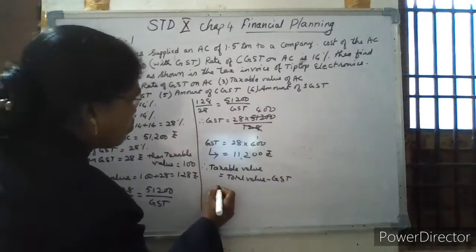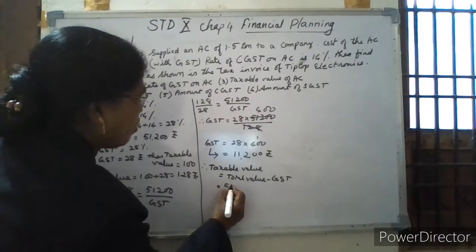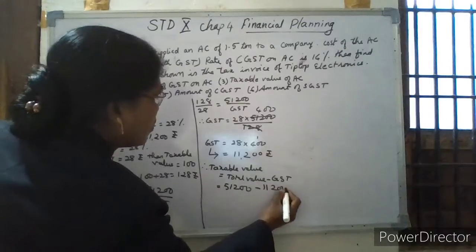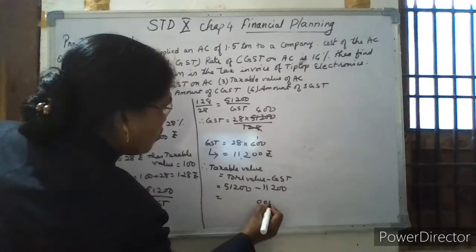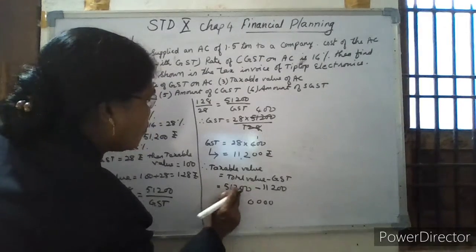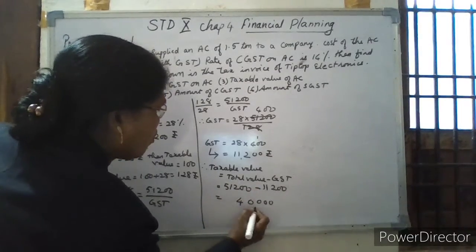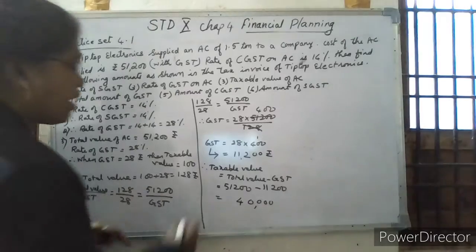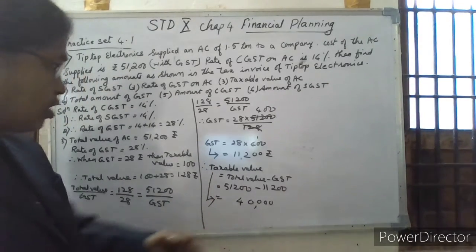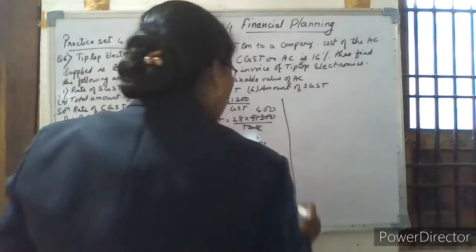So total value is given as 51,200 minus 11,200. That is equal to 0, 0, 0. Then 1 minus 1 is 0 and 5 minus 1 is 4. 40,000. So taxable value is equal to 40,000.